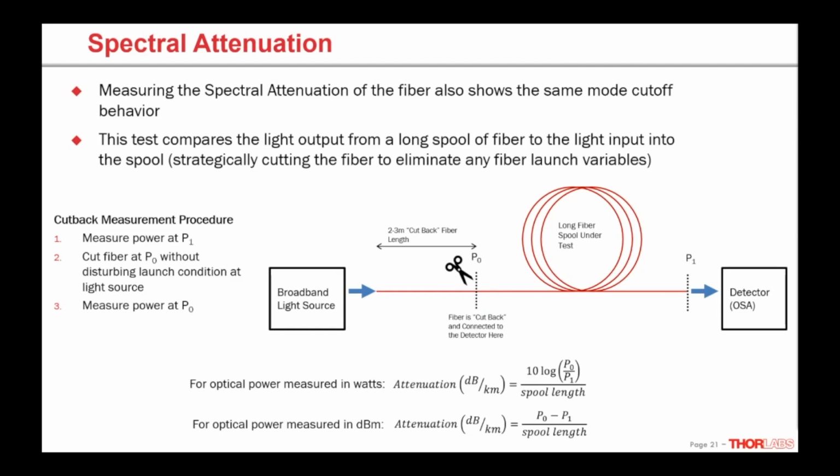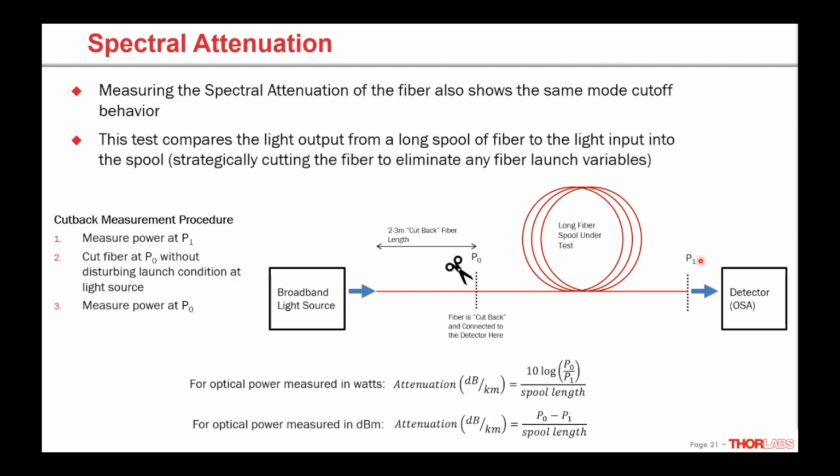So for this test, again, we use a broadband light source and an optical spectrum analyzer. We're going to couple light into a long spool of fiber and look at how much light comes out the other end as a function of wavelength. Then without changing this launch condition, we're going to physically cut the fiber right here, a couple meters back from the launch, and then hook up the OSA to this P0 point and do the same scan, measuring power versus wavelength there.